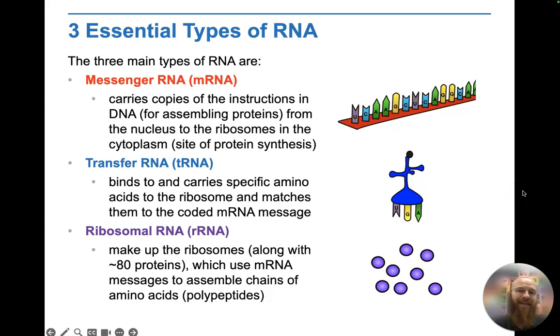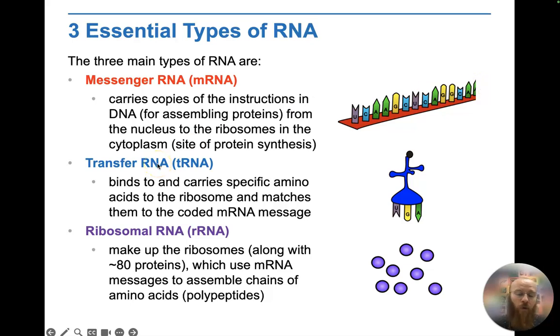We've got three main types of RNA, and I'll let you know as we go which types are serving what purposes. But now, just generally, we've got our messenger RNA. This is basically going to be the copies that we make from the DNA inside the nucleus. These are going to be the traveling messages. They carry copies of the instructions in DNA. These instructions are for assembling proteins, and it goes from the nucleus to the ribosomes outside of the nucleus in the cytoplasm. These ribosomes are where we actually do the protein synthesis. So that's messenger RNA, the mobile form.